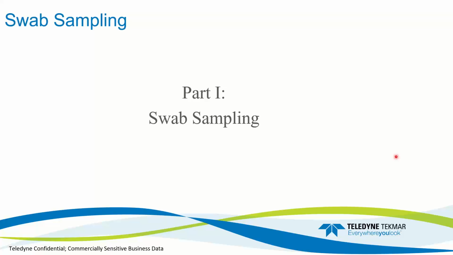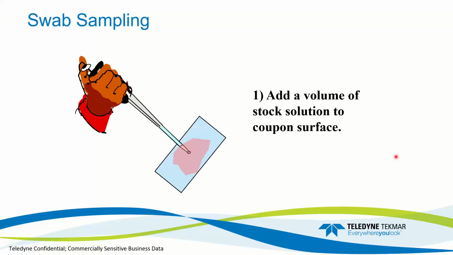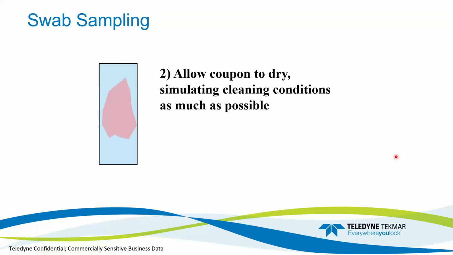Swab sampling, part 1. In the laboratory, as I said, we use these stainless steel coupons, and then we apply a volume of a stock solution to the coupon itself, so we know exactly the concentration. We allow the coupon to dry, simulating the cleaning conditions as much as possible.